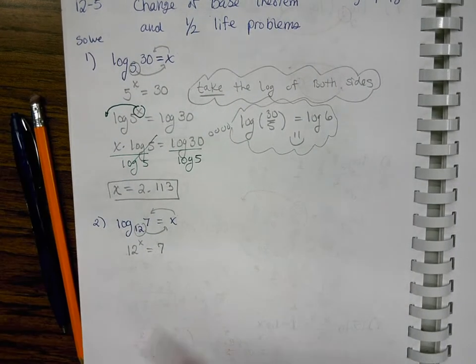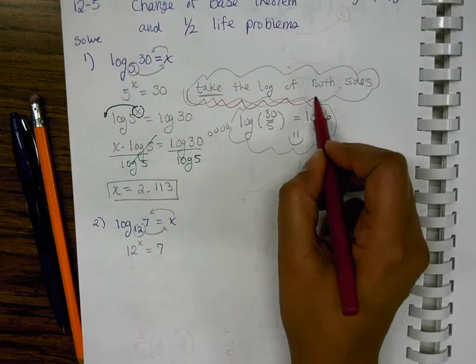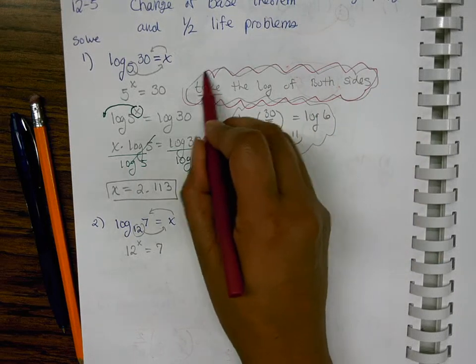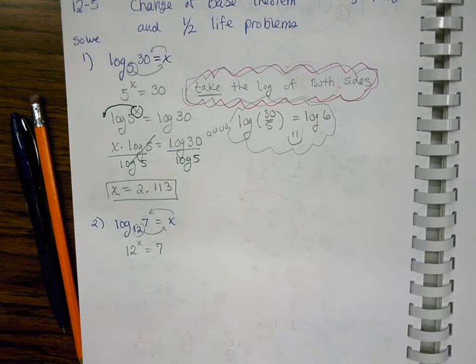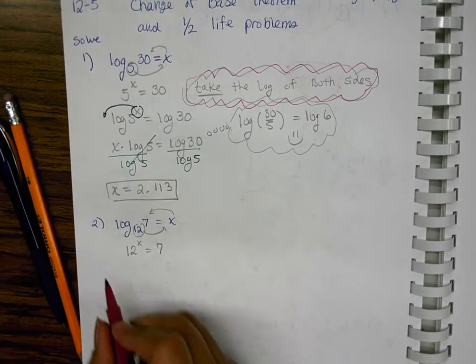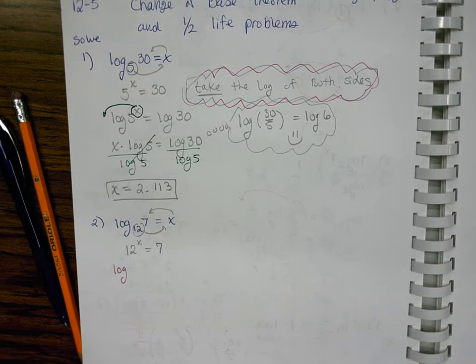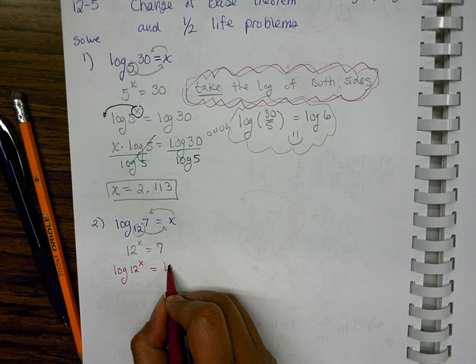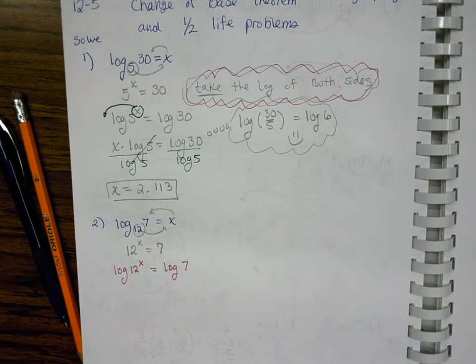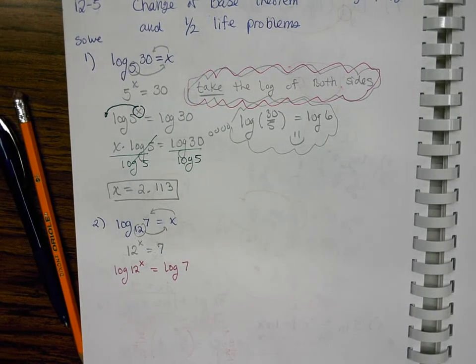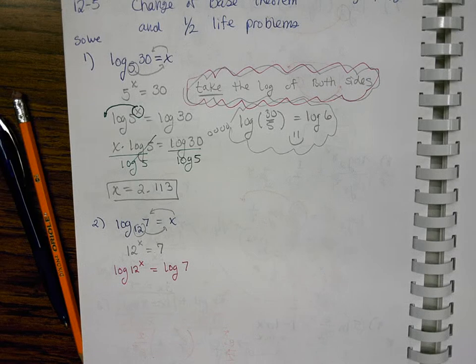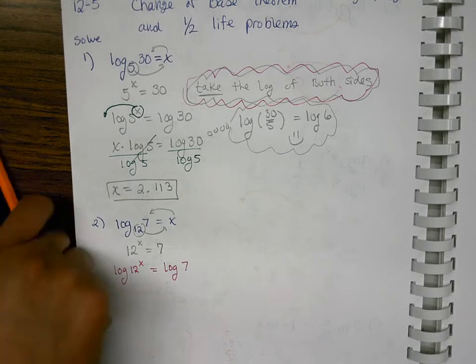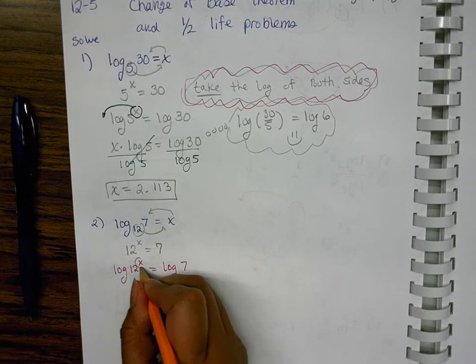So remember, what do we take of both sides? We don't multiply. What do we take of both sides? We take the log of both sides. So I do log of 12 to the x equals log of 7. And make sure you say it properly, not log times 7, log of 7. Log of 12 to the x.